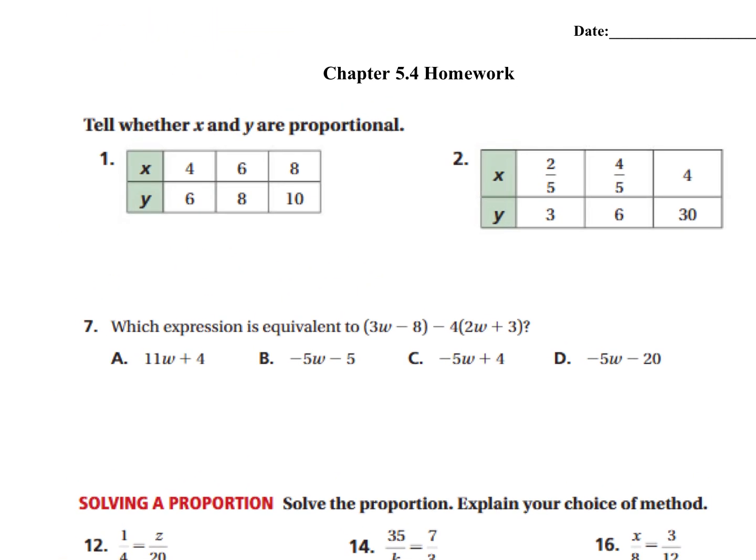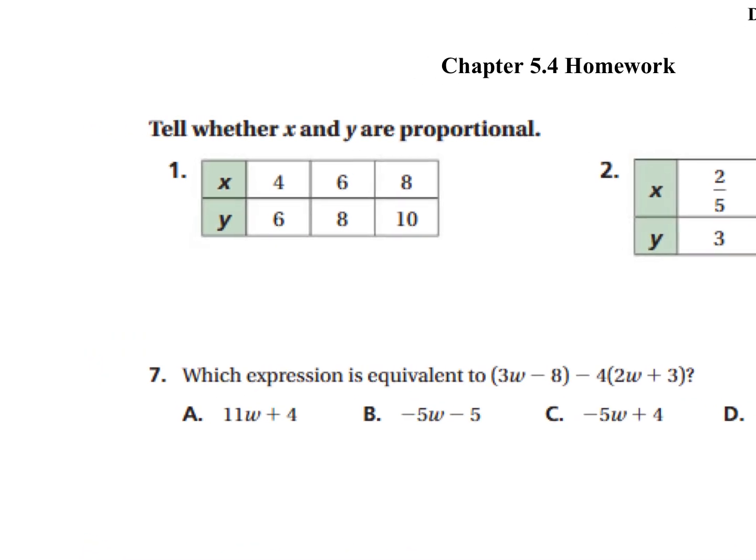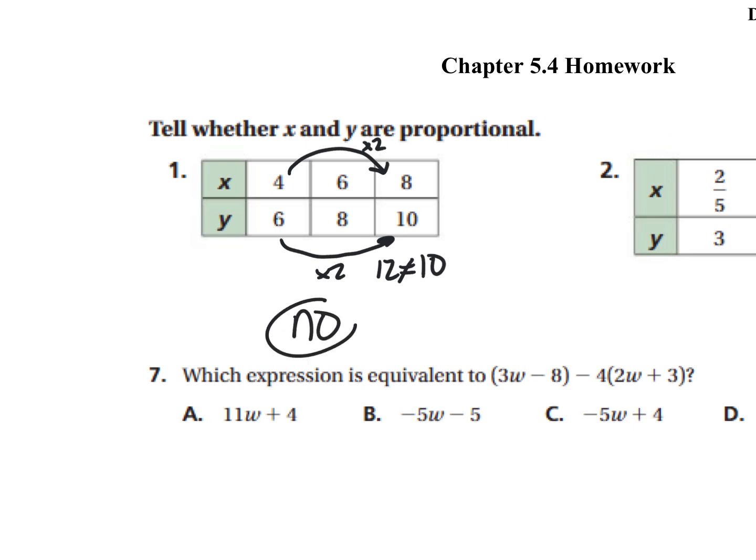All right, here's chapter 5.4, homework help. For number 1 and 2, we're going back to last lesson, and we're saying, are these two relationships proportional? A bunch of different ways we can do that. Check any one of these. I know 4 times 2 is 8, so on the bottom this should match up. 6 times 2 is 12, and 12 does not equal 10, so this would be a no.